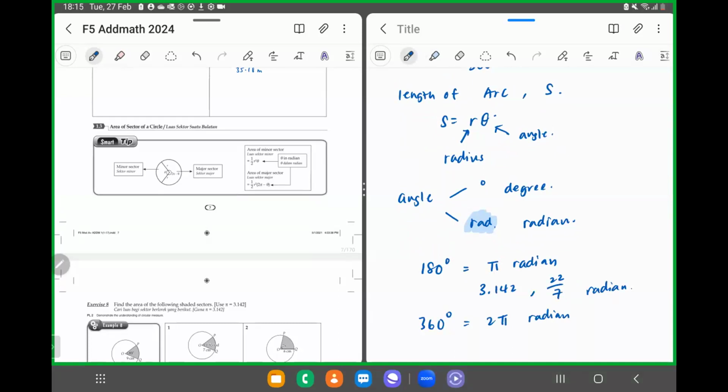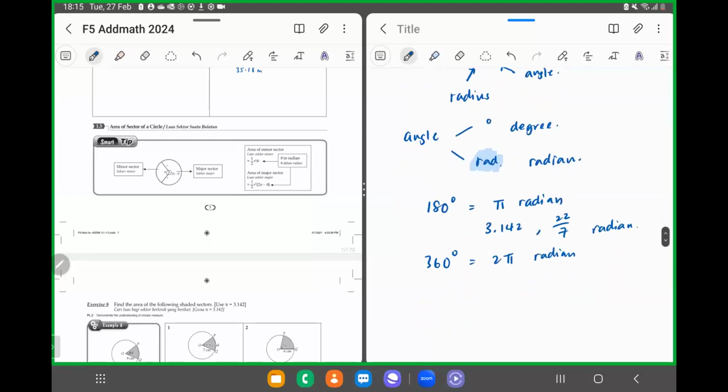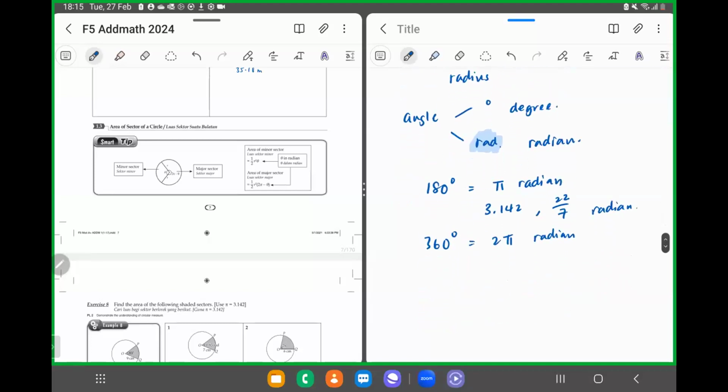Okay, radian. So if I want to interchange degrees and radians, if I have degrees and I want to change it to radians, I will need to times it by pi over 180. The way I remember is that radian is always a smaller number, so I need to times it by a smaller number and divide by a bigger number, so that I get a smaller answer. So degrees times pi over 180, I will get radians.